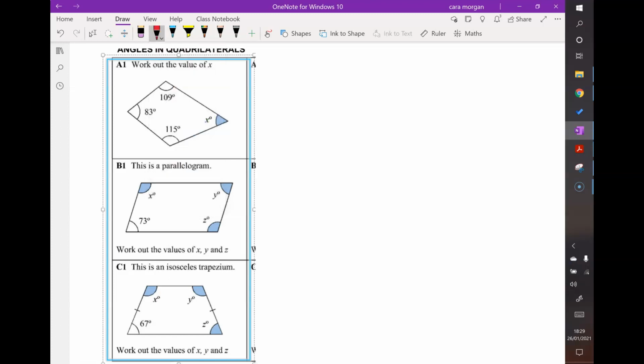Okay, so I know that all my angles in any quadrilateral have got to add up to 360 degrees. And that's a really important fact. So that's the interior angles of a quadrilateral. So if I'm having a look at the first shape, all I've got to do is add 109, 83 and 115, and I can see they come to 307 degrees on my calculator.